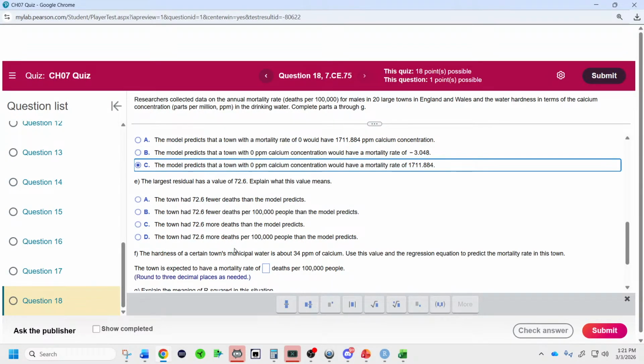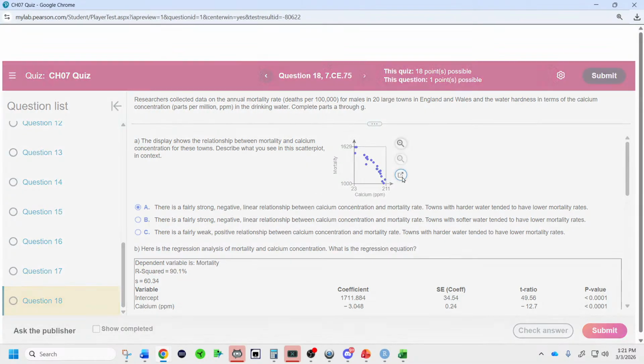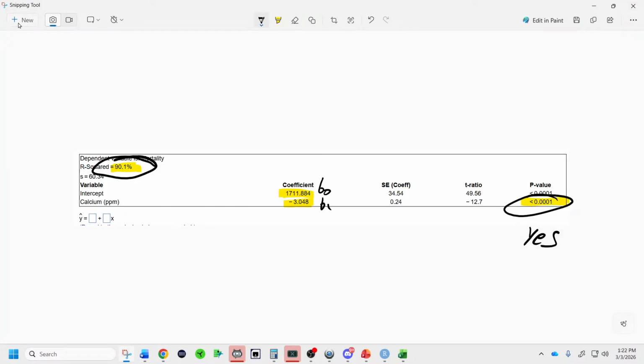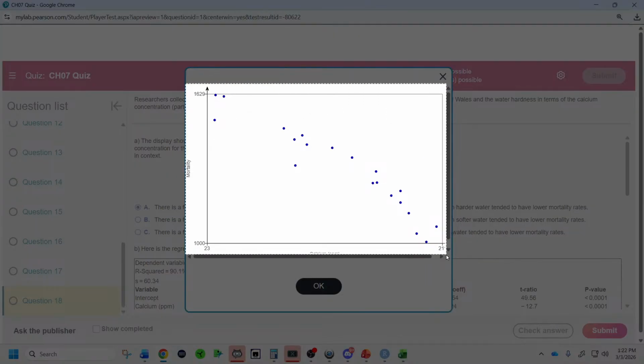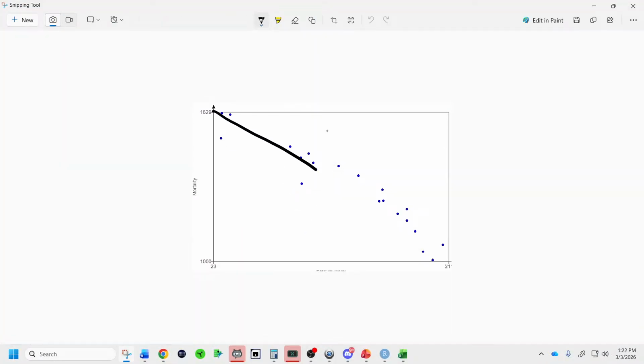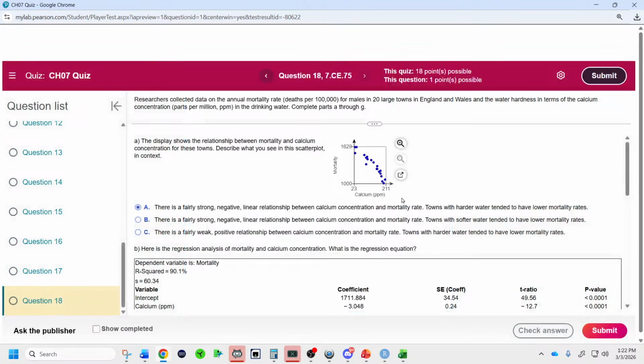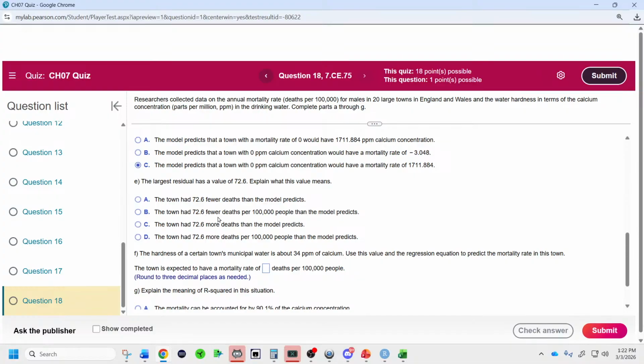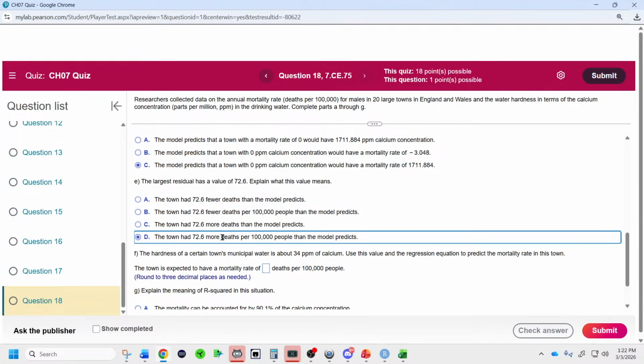The largest residual is 72.6. If you take a look at this model, it's a positive 72.6. So if we had to guesstimate where that is, probably something like this. So it has a positive residual of 72.6. That means its actual value is 72.6 higher. Its residual is how much we miss by. So the town's mortality rate is 72.6 higher than what we would have predicted. So it has 72.6 more deaths per 100,000 than predicted.